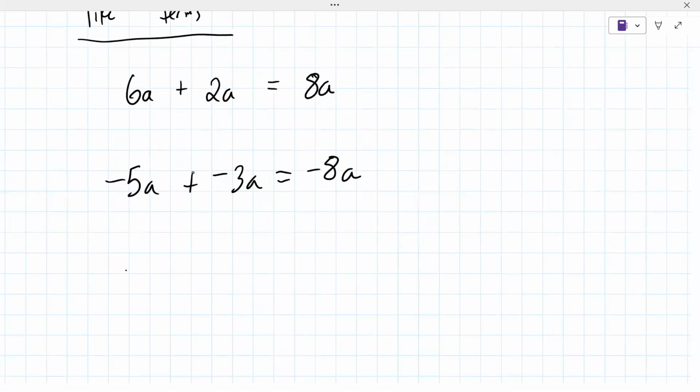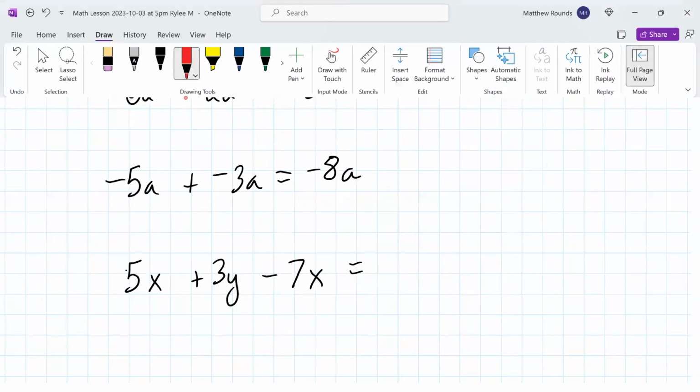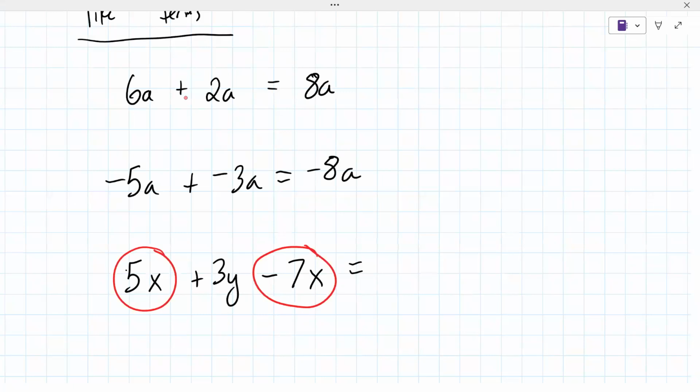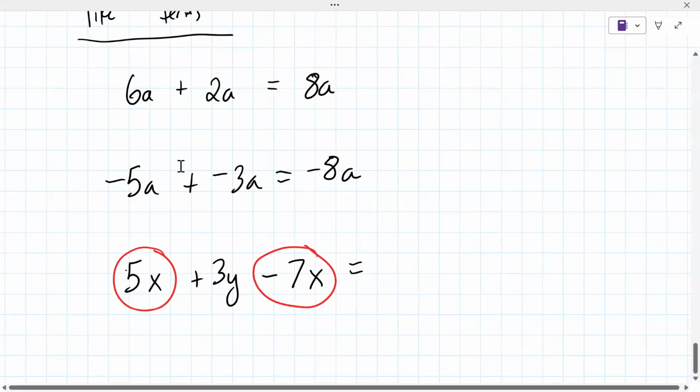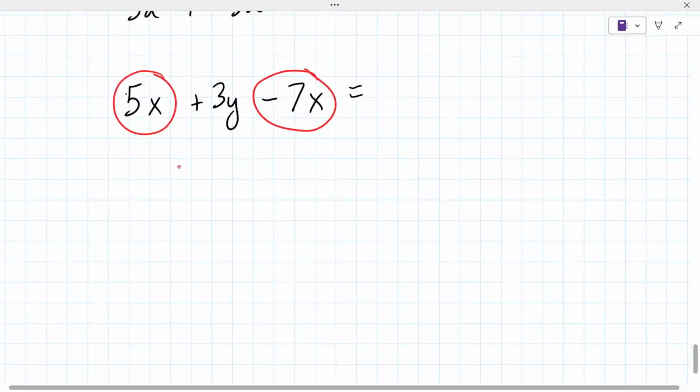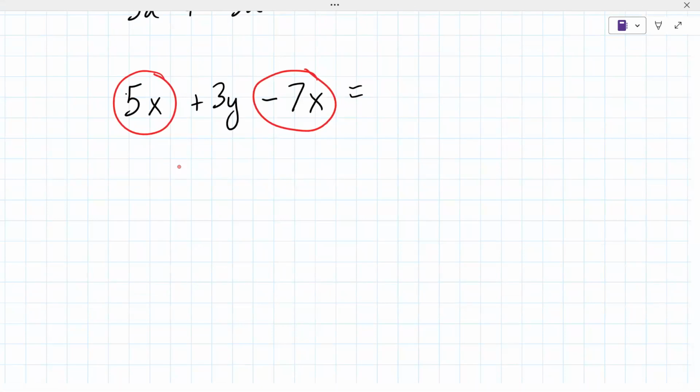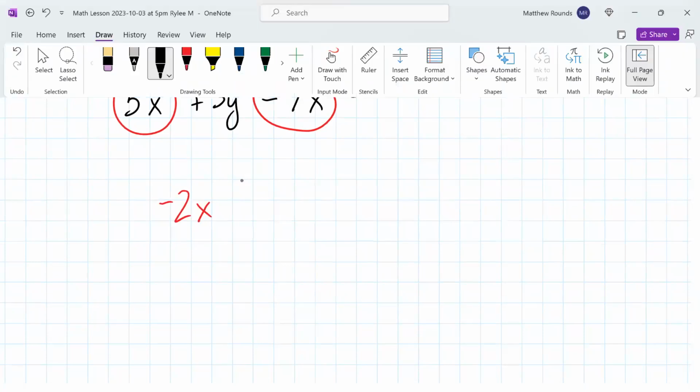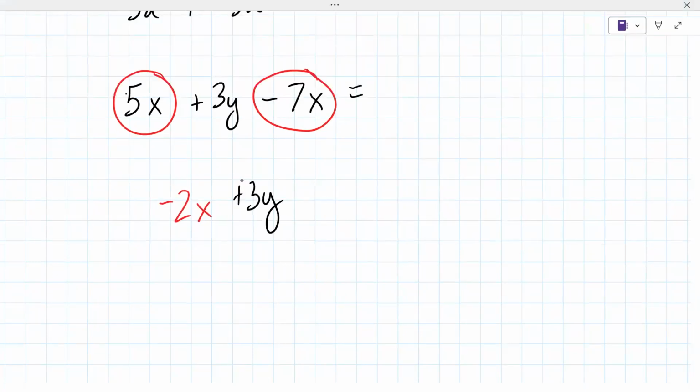And so then you can get into more complicated problems where you could have different types of terms, like you could have 5x plus 3y minus 7x. So the like terms here are 5x and minus 7x. What does that become? Negative 2x. And then is there anything to combine with the 3y? Can those be combined? No. No. Okay, that's good here.